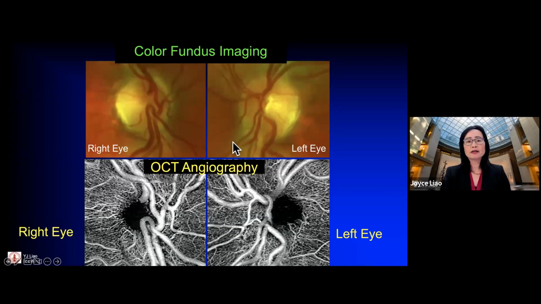This is a side-by-side view of a color imaging on top versus the OCT angiography on the bottom. In both cases, these are from the same patient. In both cases, you can see the large blood vessels like this artery, and you can see the artery here. But in the color imaging, you don't see any of the small vessels, which are capillaries.